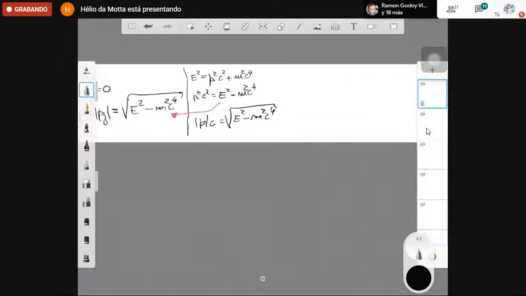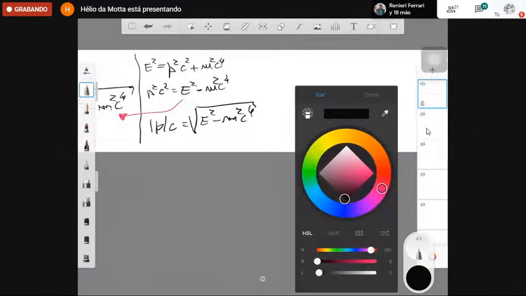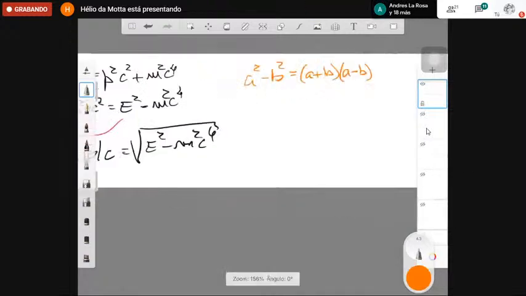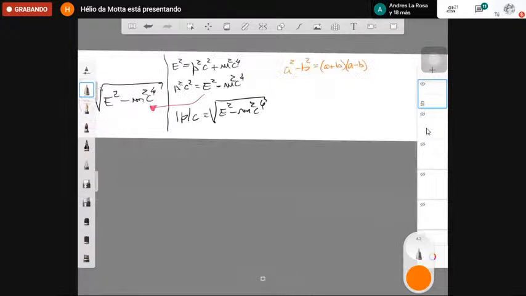But this is something we know, right? This kind of mathematics. Remember that, let's have this in red: A squared minus B squared equals A plus B multiplied by A minus B. And that's what we have here: E squared minus B squared, the mc squared, squared.